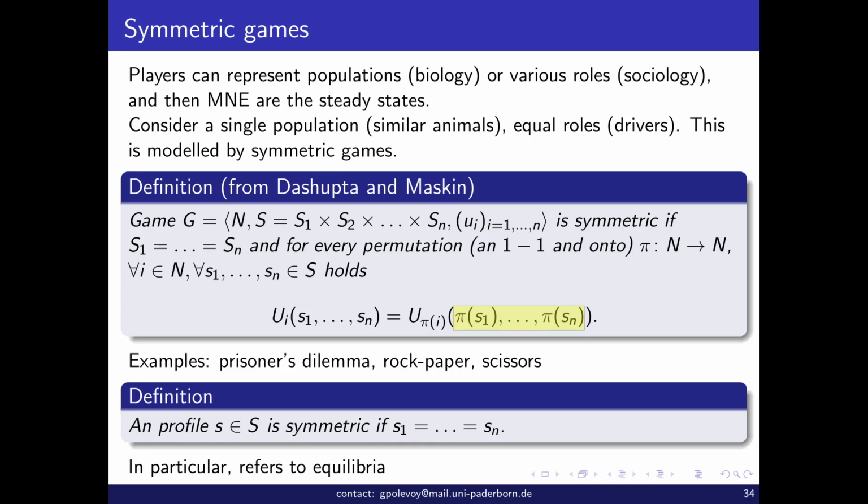So if we look at the utility of a certain player, it's the same as the utility of any other player when we rearrange the players in the same way that we also rearrange their strategies. So the utility of a player does not depend on the names of the players. It only depends on what the strategies are and in which order the player sees those strategies.